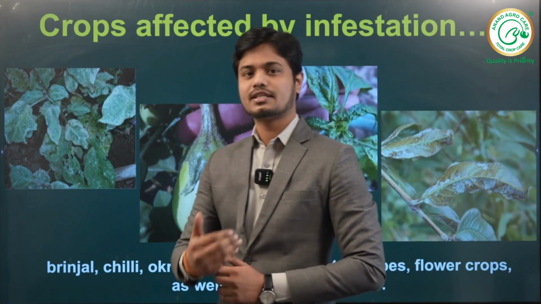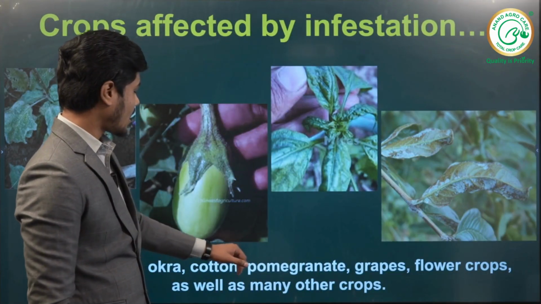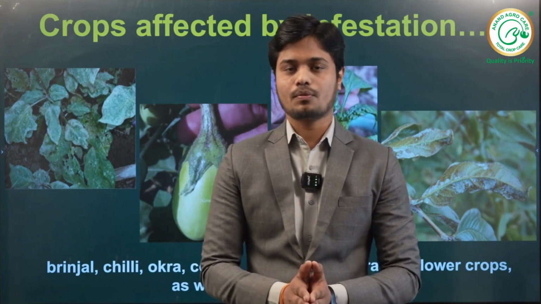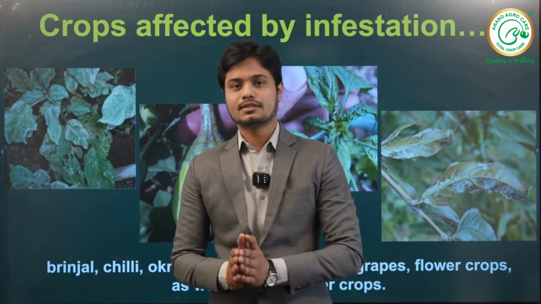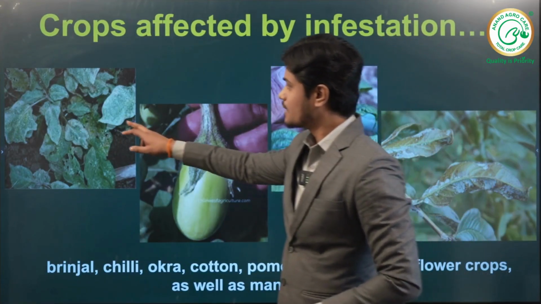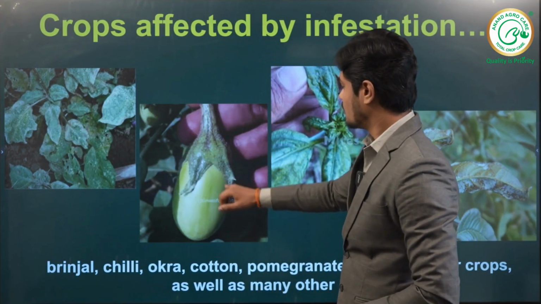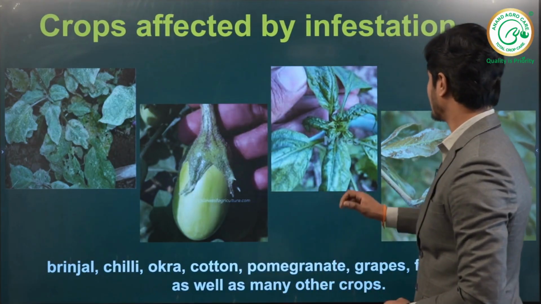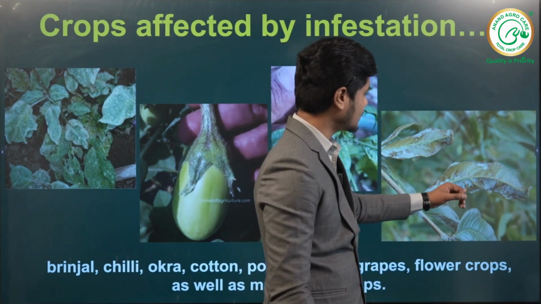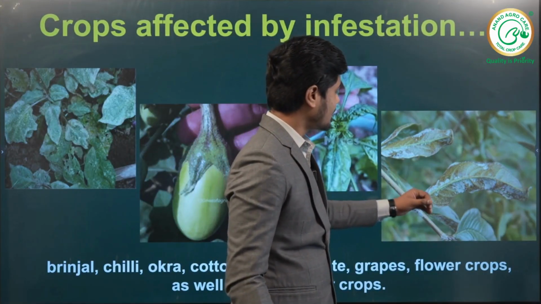Brinjal, chilli, okra, cotton, pomegranate, grapes, flower crops, vegetables and flower crops are the most commonly affected by these pests. Here you can see the white patches or discoloration, then fruit size and stunted growth. Here also you can see the reduction of photosynthesis. That means leaves cannot, or the plant cannot, produce its food.